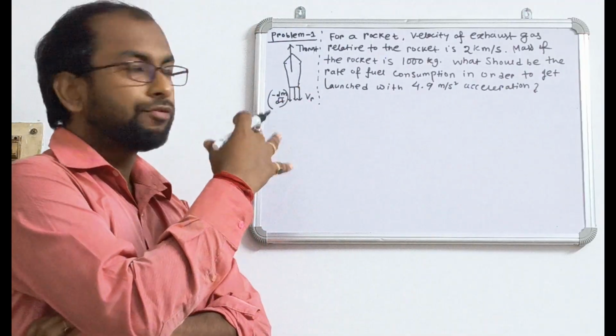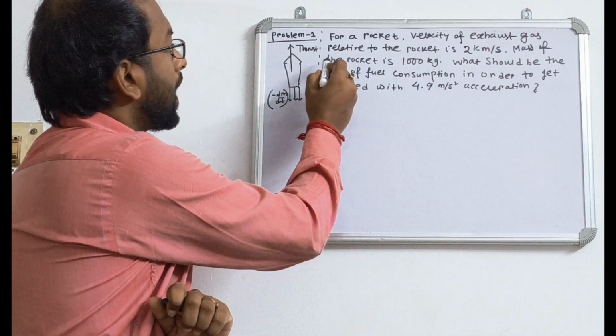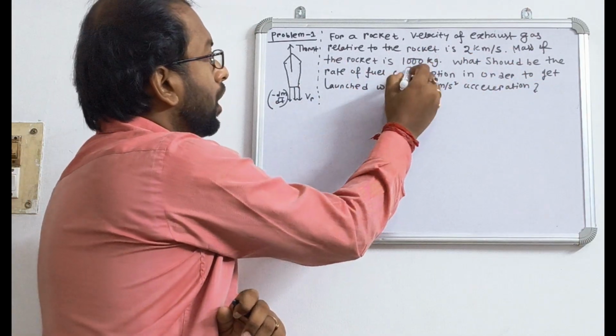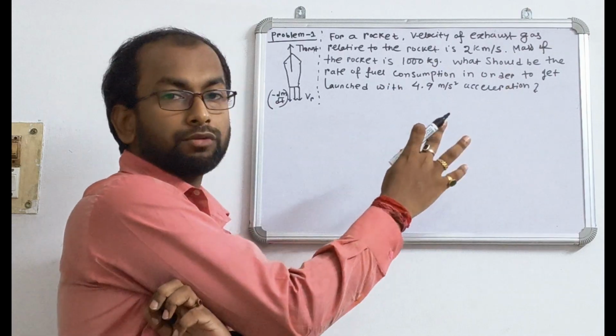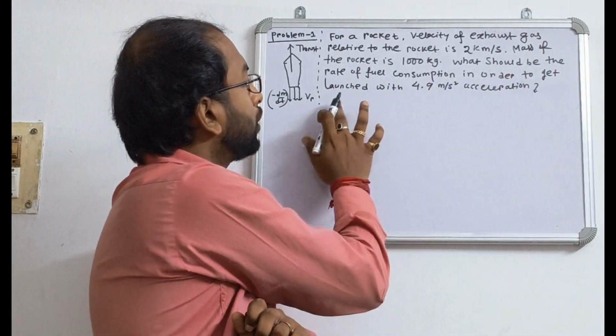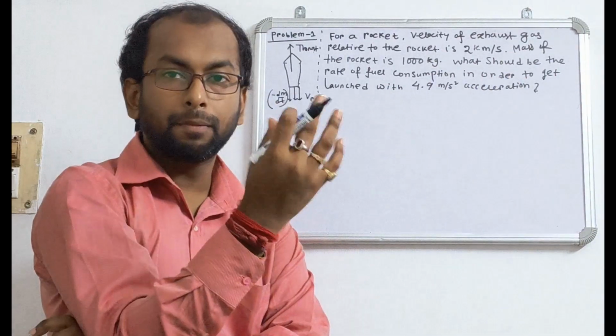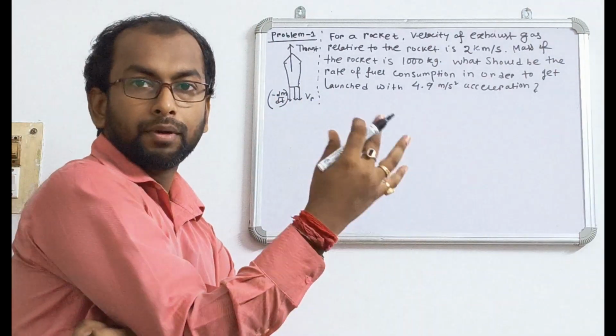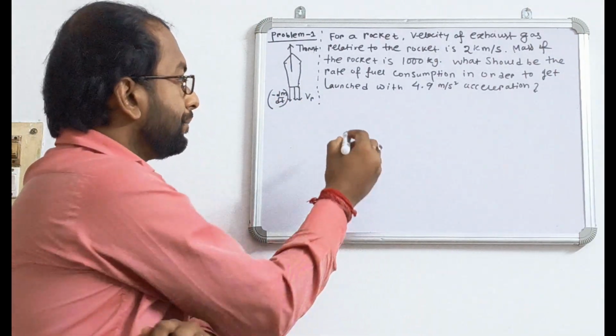The problem says: for a rocket, the velocity of exhaust gas relative to the rocket is 2 km per second. The mass of the rocket is 1000 kg. What should be the rate of fuel consumption in order to get launched with 4.9 meters per second squared acceleration upward? Let's say the rate of fuel consumption is dm by dt.